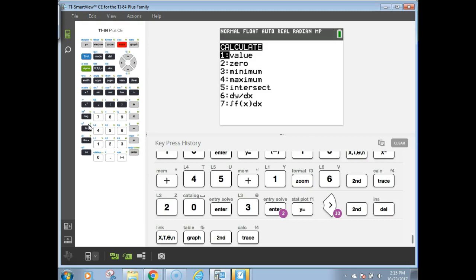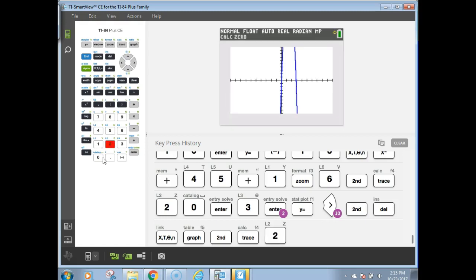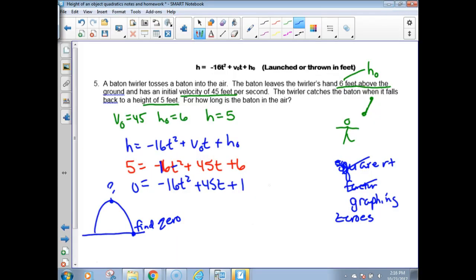Second, trace, choice 2, zero, enter. I'm just going to put in 5, enter. I'm doing a left bound and a right bound, and then I hit enter again. 2.83 seconds. Sounds like a familiar answer.